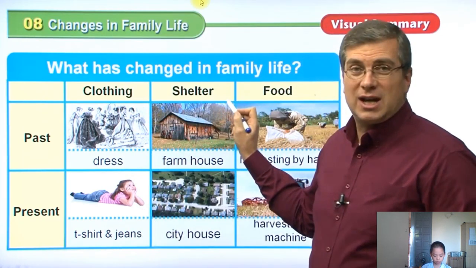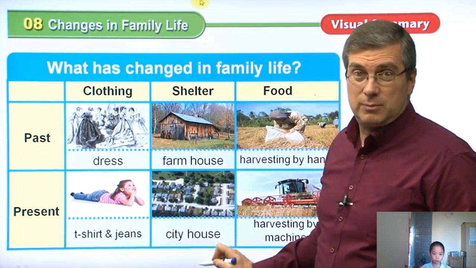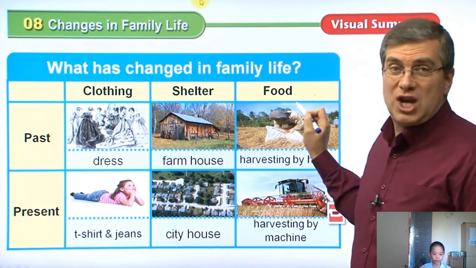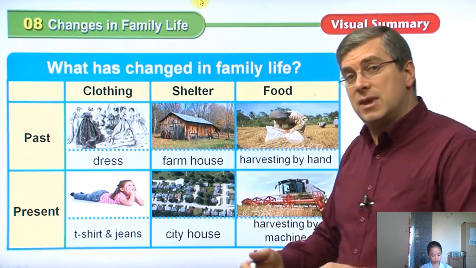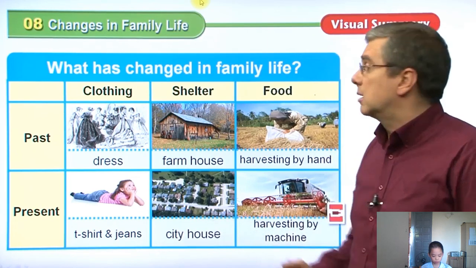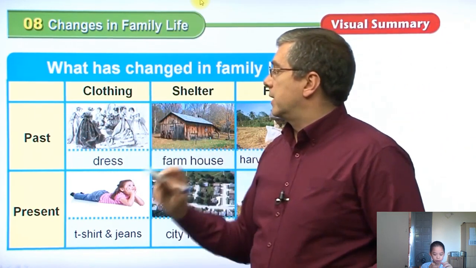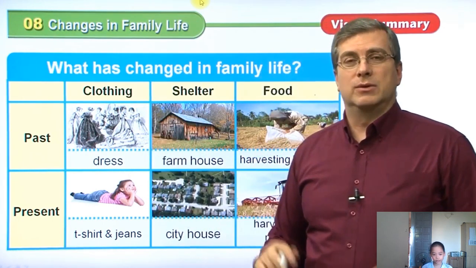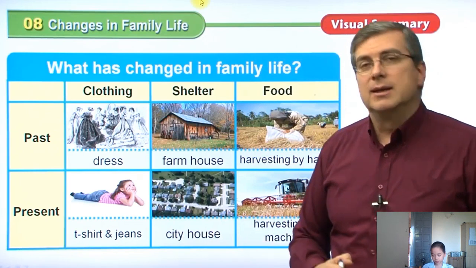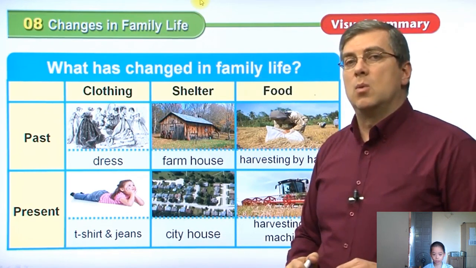The first one we have is a picture of a group of women. They are wearing dresses, but in the present there are also women wearing dresses too, but they also wear t-shirts and jeans. But what about the shelter?